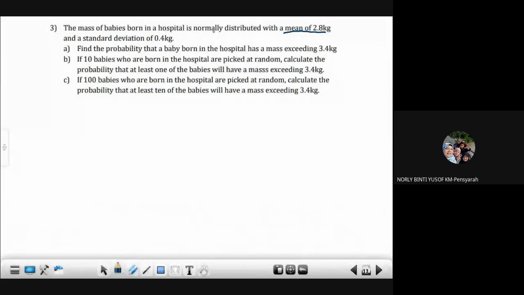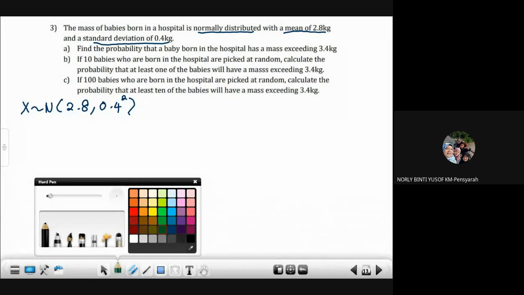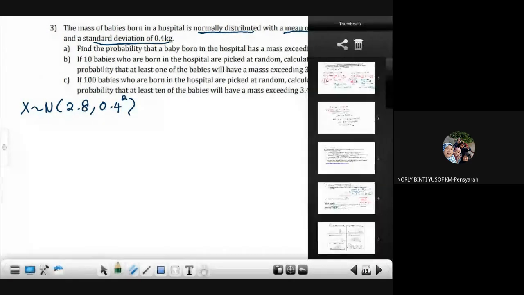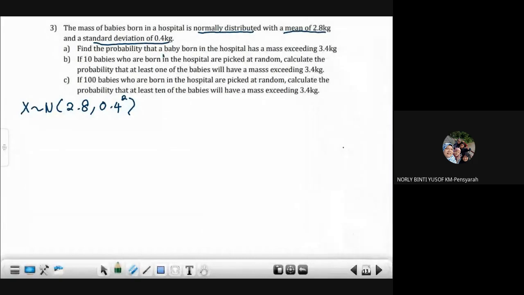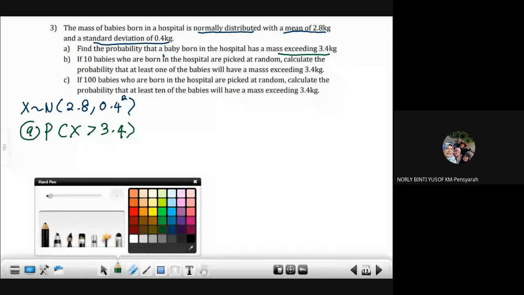Dia dah cakap normally distributed, dia dah bagi mean, dia dah bagi standard deviation. So kita pun tulislah normal 2.8, 0.4 kuasa 2 lah sebab variance kan. Lepas tu sama, dia nak cari probability that exceeding 3.4. So exceeding means greater than lah. So for A, greater than 3.4. So perlu tak buat continuity correction? Tak, sebab ni soalan normal asal.